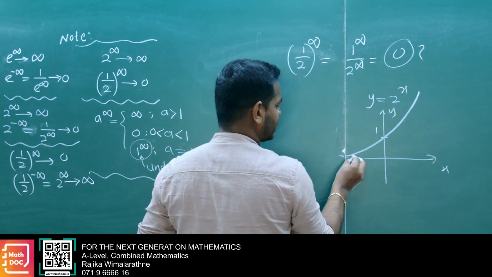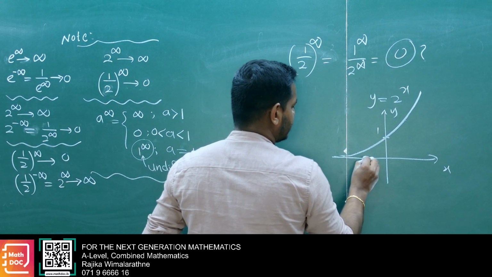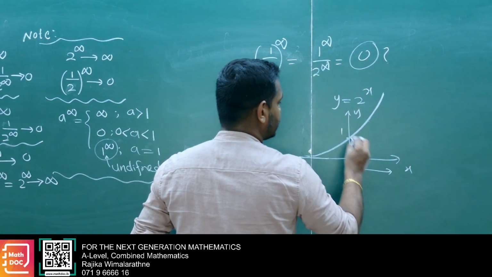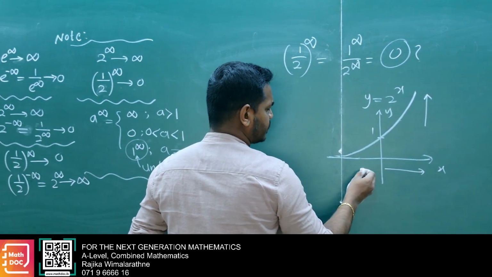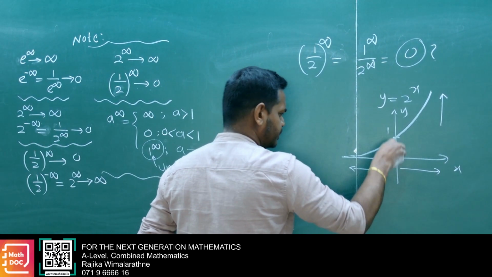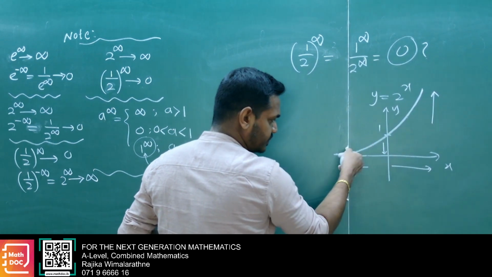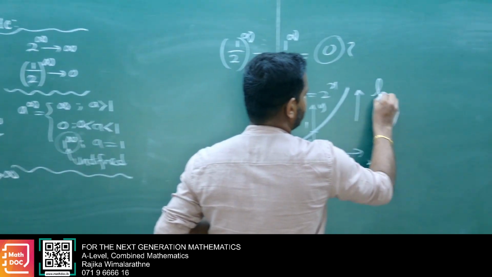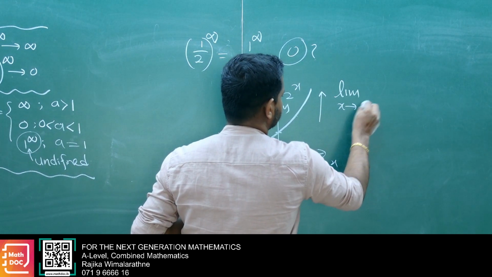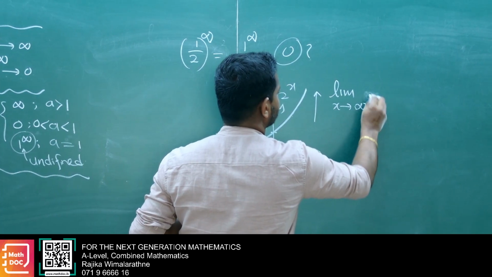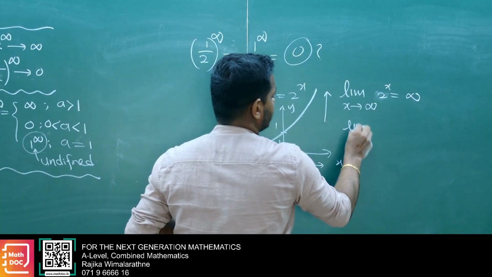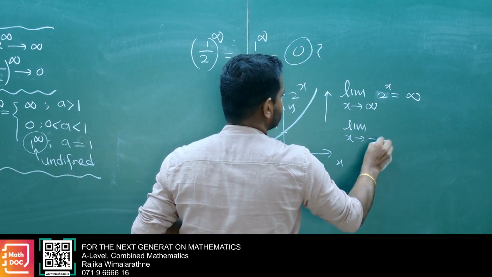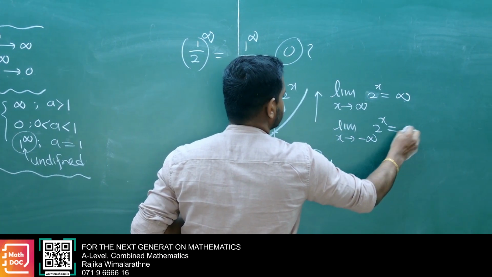x goes to plus infinity, y goes to plus infinity. x goes to minus infinity, y goes to 0. Therefore, limit x goes to plus infinity 2 to the power x goes to infinity. Limit x goes to minus infinity 2 to the power x goes to 0.